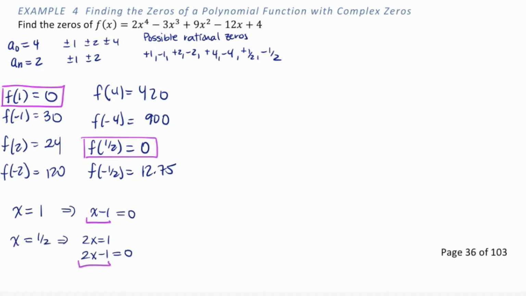So let's go ahead and use this information to help us further factor this polynomial. Let's do some synthetic division here. So I have 1 on the outside, 2, negative 3, 9, negative 12, and 4. By now you should be comfortable with synthetic division, so please pause the video again and work out the synthetic division here.